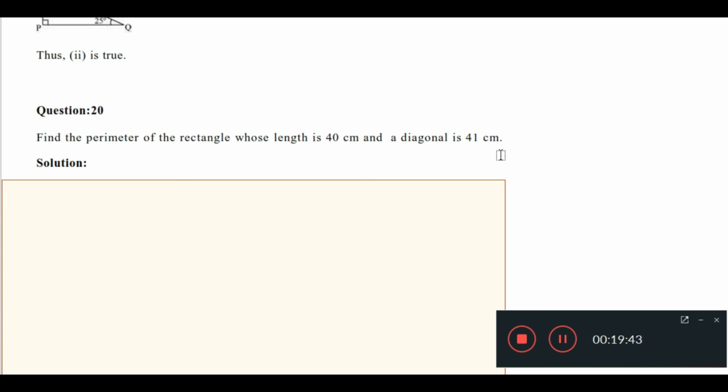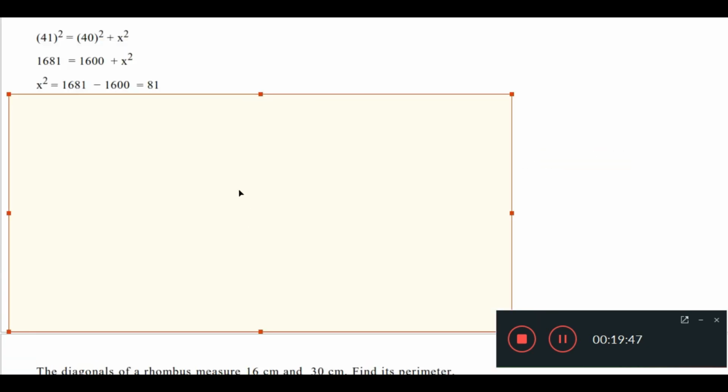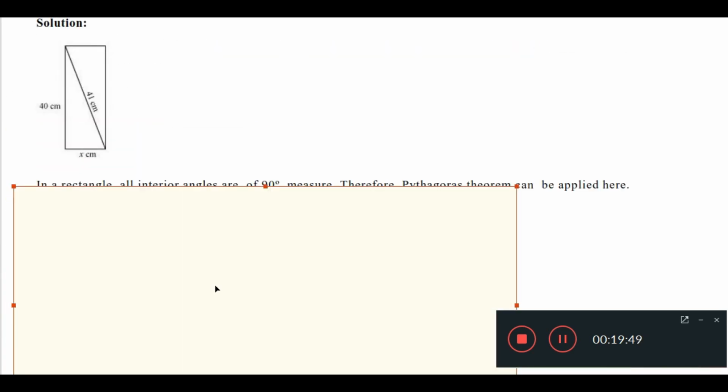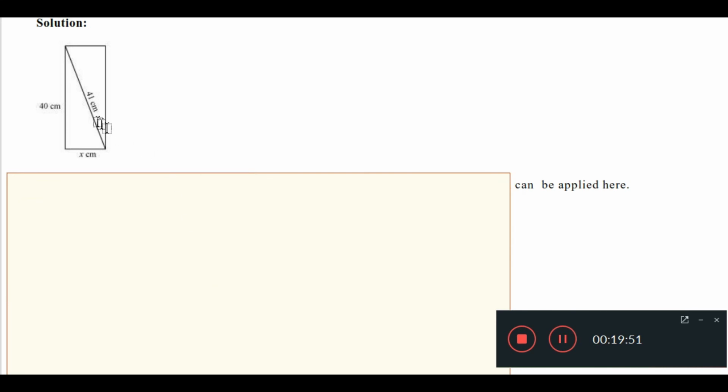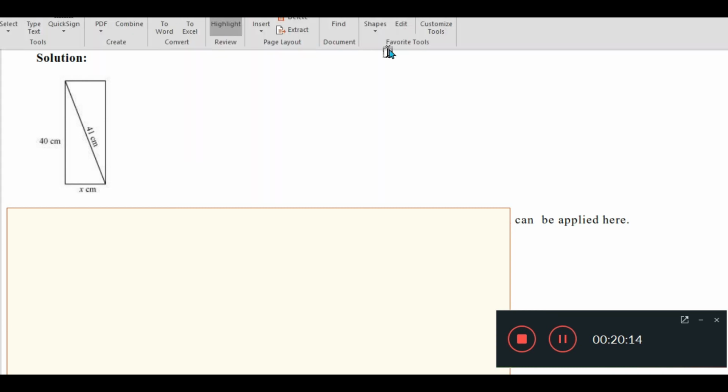diagonal is given as 41 centimeter. So you have to construct a figure like this. Okay, this is given to us. Sorry, this is a rectangle in which the length is given as 40 centimeter and the diagonal we have been given is 41 centimeter. We need to find the breadth, and it forms a triangle which is a right angle triangle.